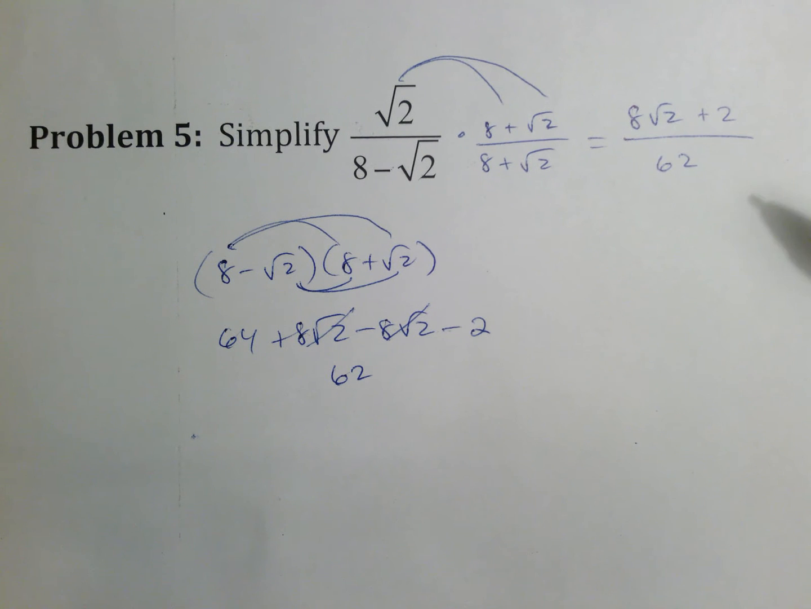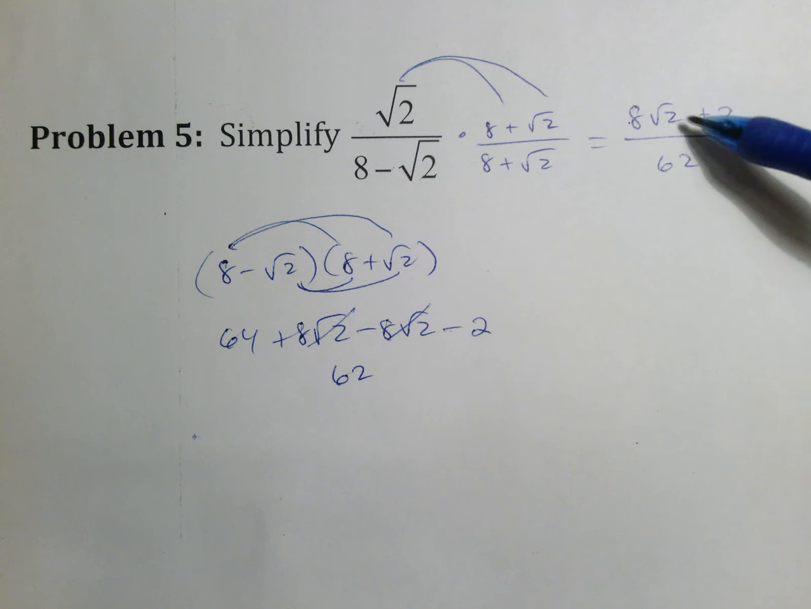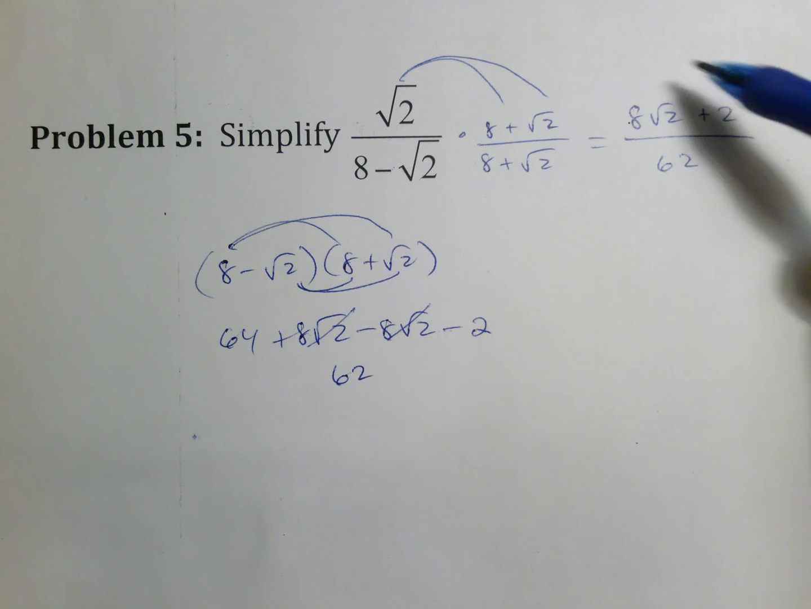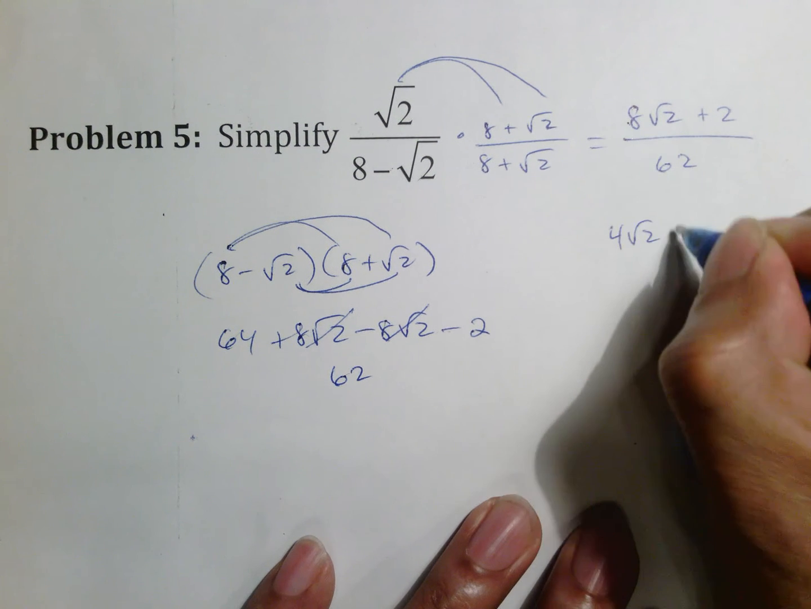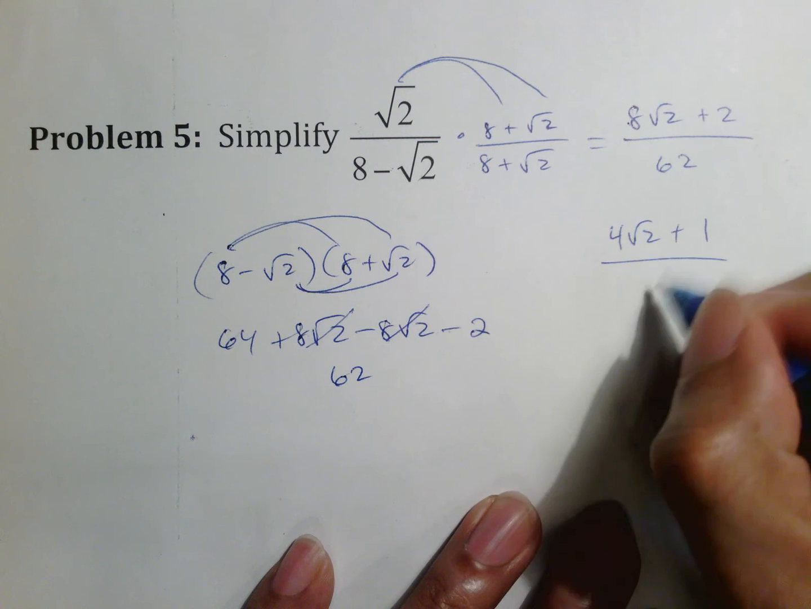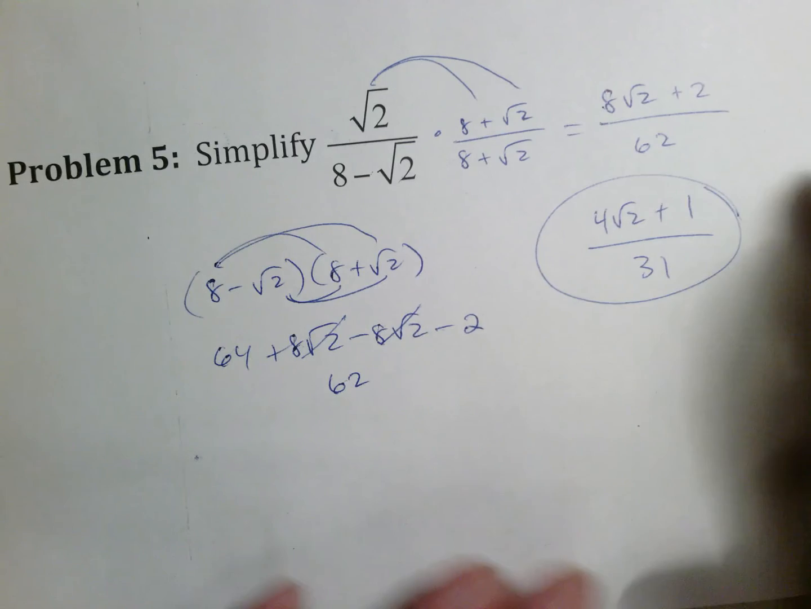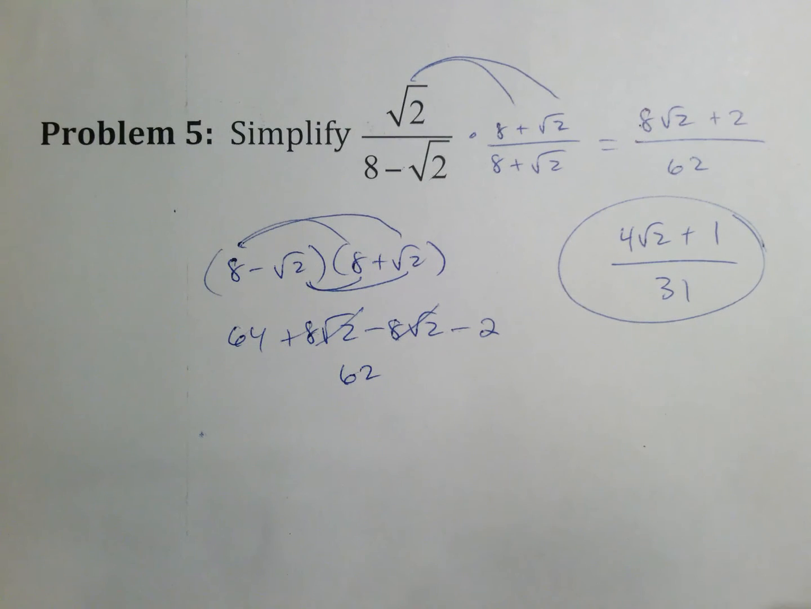And here is the last thing you need to think about. There's an 8 outside here, a 2 outside here, a 62 there. Remember, we don't consider the inside because these are all outside numbers. But we have 8, 2, and 62, which are all even, which means I can divide them all by 2, getting the answer of 4 root 2 plus 1 over 31 is where I would stop. Alright? So again, that is where you're going with this.